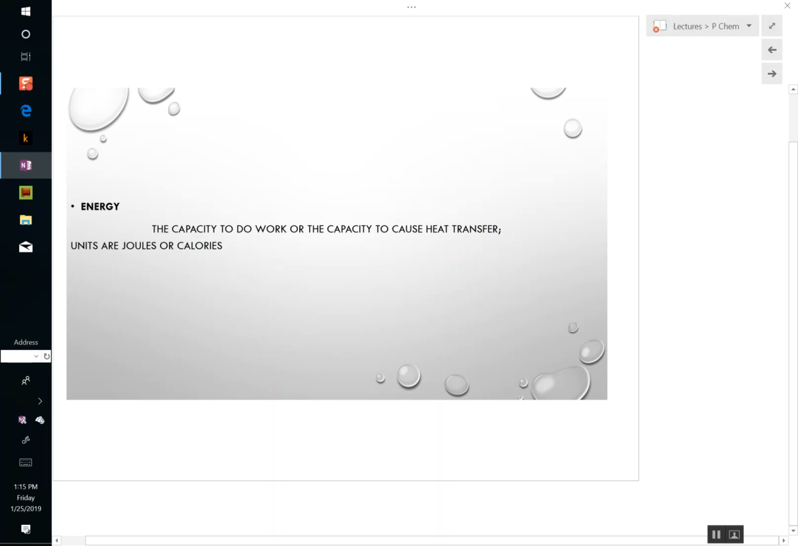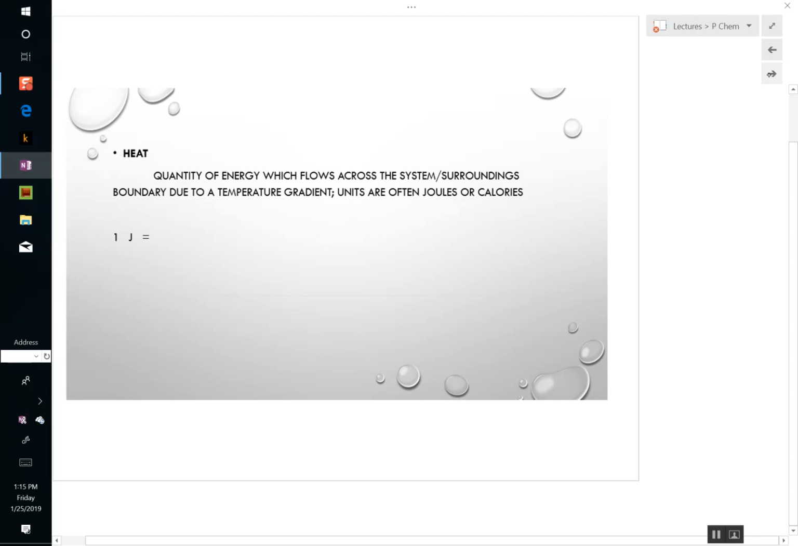All right, energy: the capacity to do work or the capacity to cause heat transfer. Units are joules or calories. Okay, 1 joule. So heat is the quantity of energy which flows across the system or surroundings boundary due to a temperature gradient. Units are often joules or calories.